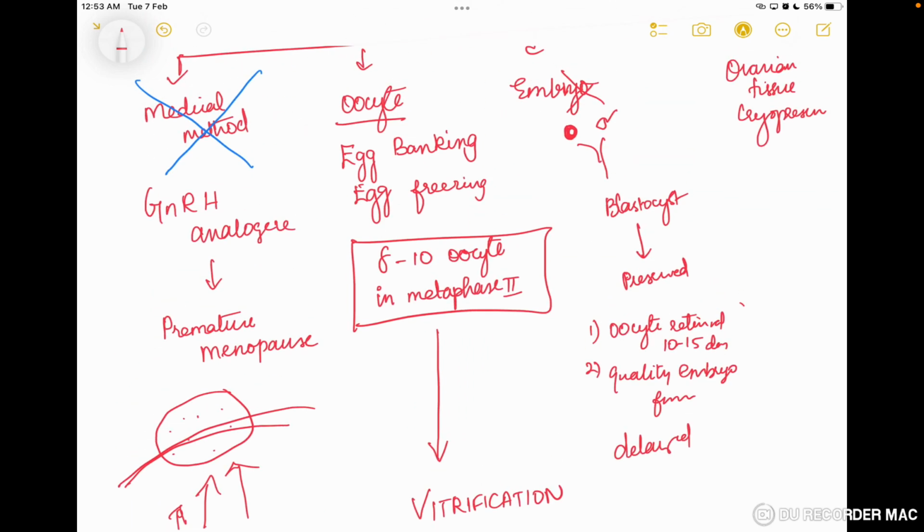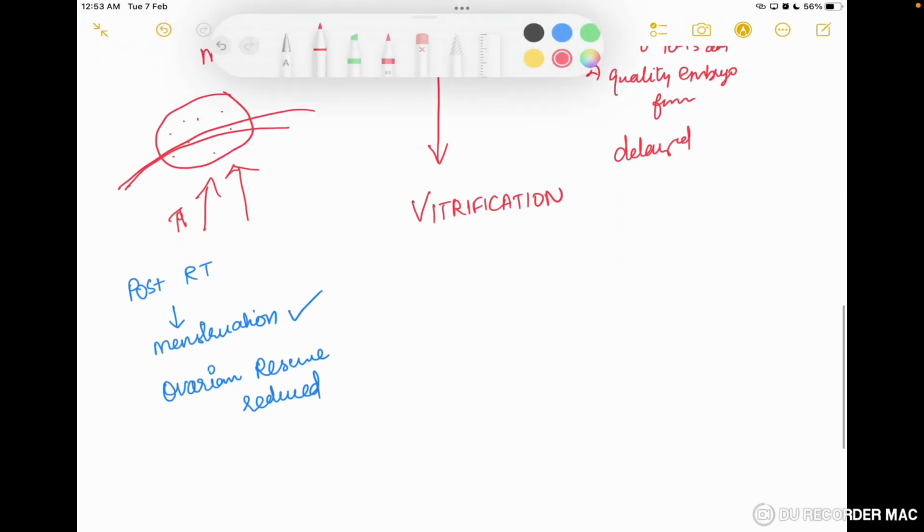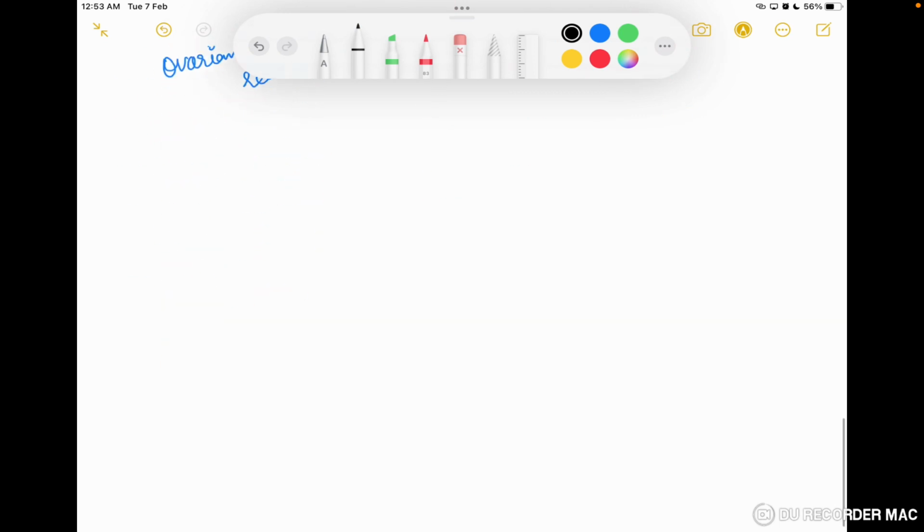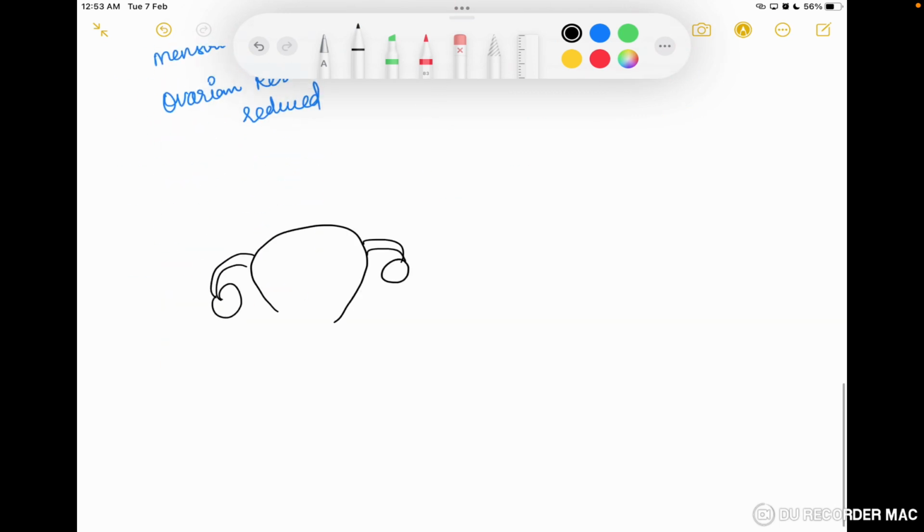The last thing is ovarian tissue cryopreservation. Instead of taking a single oocyte, we are taking the ovary as such. So the concept is, when a patient has a uterus and two ovaries, each ovary represents 50% of the ovarian reserve. So instead of taking some ovary from this side and that side, we are removing the ovary from one side. So unilateral oophorectomy is done.